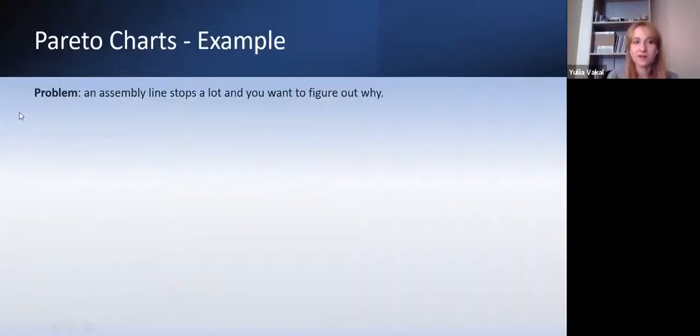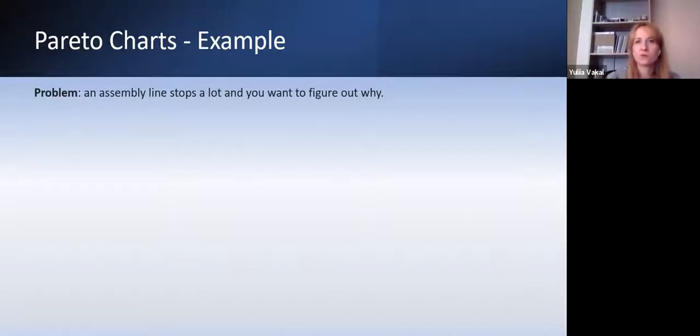Okay, let's do an example. Again, you need to build Pareto charts, so you need to build a chart, and you need to use some tables. As I mentioned, there are lots of tools. I just use Excel, but that's up to you. If you have this tool and you know how to do it, it's very easy to conduct.